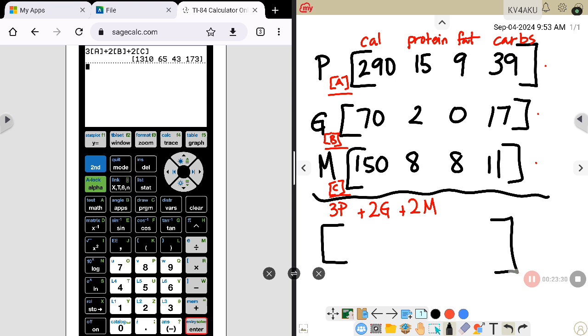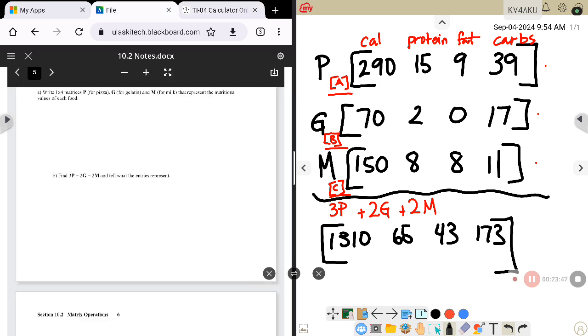So 1,310, 65, 43, and 173. So what does this represent? That represents if you had eaten 3 pieces of pizza, 2 gelatin desserts, and 2 cups of whole milk, you would have consumed, that first number is the number of calories. So you would have consumed 1,310 calories.